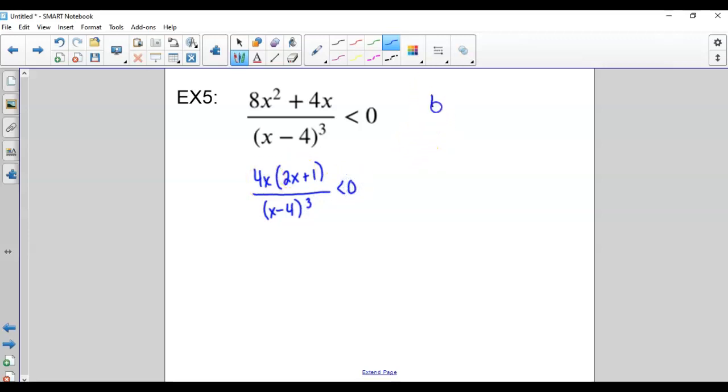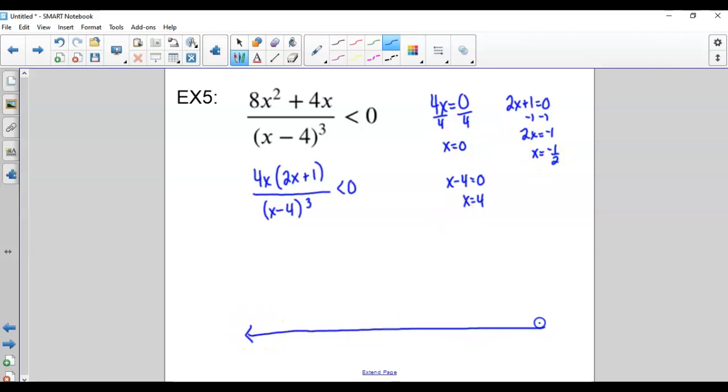So right here, when I've got 4x, when that equals 0, I'd have to divide by 4. So x equals 0 is one of the numbers I need to test in my sign analysis. Then I've got 2x plus 1. If I set that equal to 0, I'll subtract my 1. 2x equals negative 1, and so x equals negative 1/2. That's another number that needs to go on my sign analysis. And then this one in the denominator is simple. x minus 4 equals 0, so x equals 4. So these are my three numbers for my sign analysis.